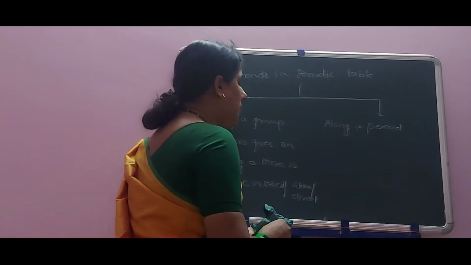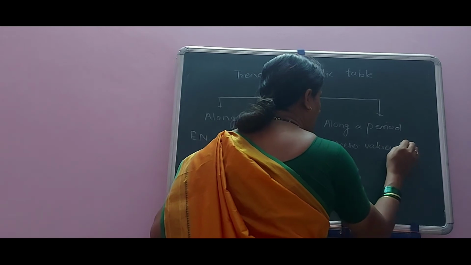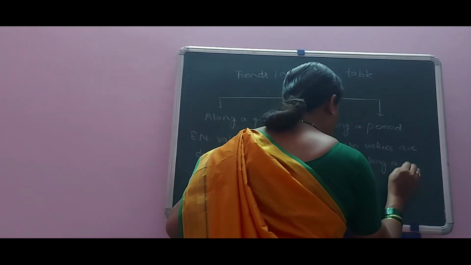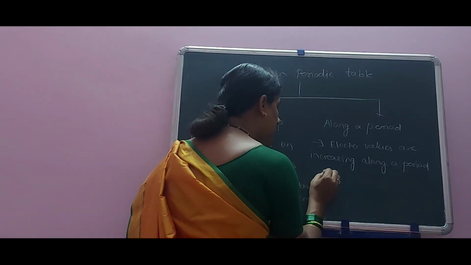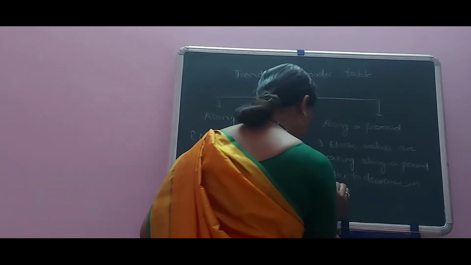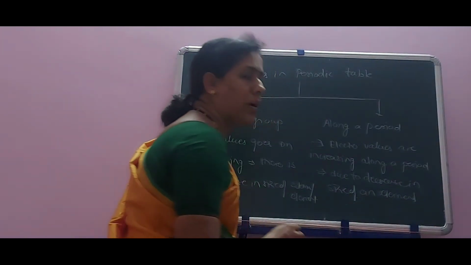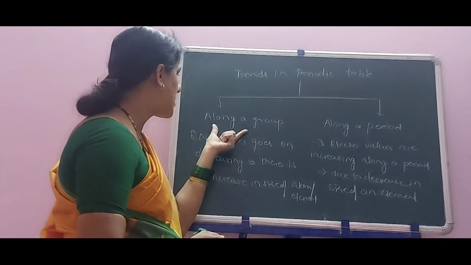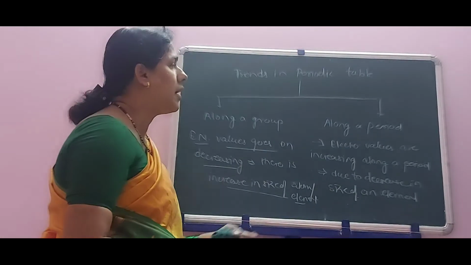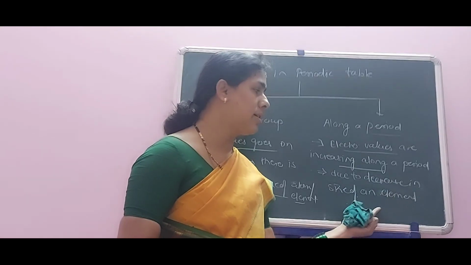Along a period, the electronegativity values are increasing. Why? Due to the decrease in the size of an element. What I am saying is that along a group, electronegativity values go on decreasing as there is an increase in the size of the elements, and along a period, electronegativity values are increasing due to the decrease in the size of the elements.